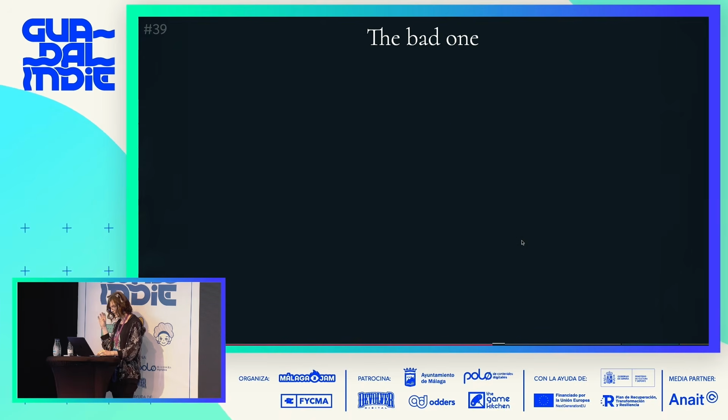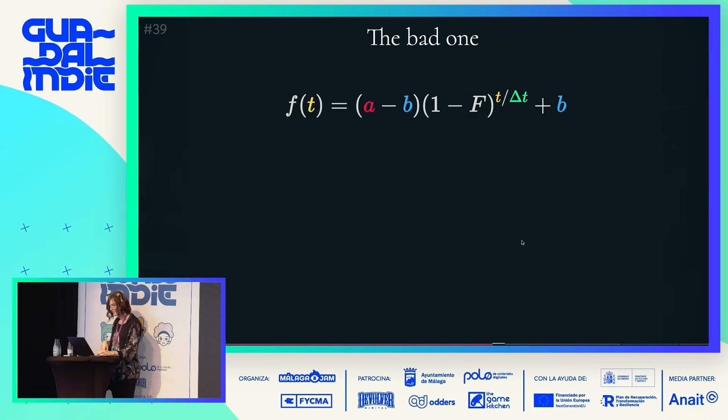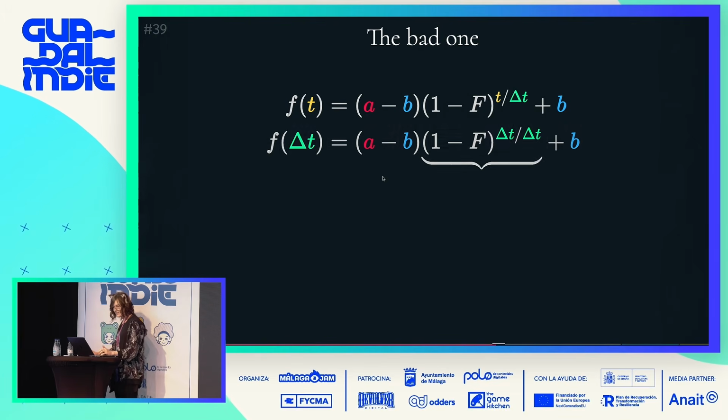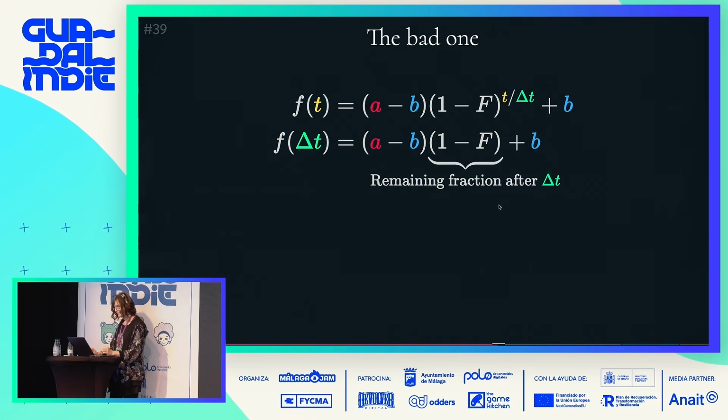But we can start by looking at the bad one, the one that is frame rate dependent. If you consider what we're really doing when we use this in code, A is really the previous frame's value. And the time that we're going to use is one frame into the future. That's really what we're sampling when we sample this in code. And so we just replace t with delta time. And so what happens then is that we get delta time over delta time, which simplifies to 1. The realization then is that this part right here is the remaining fraction after one frame. And that's exactly what the code is doing every frame.